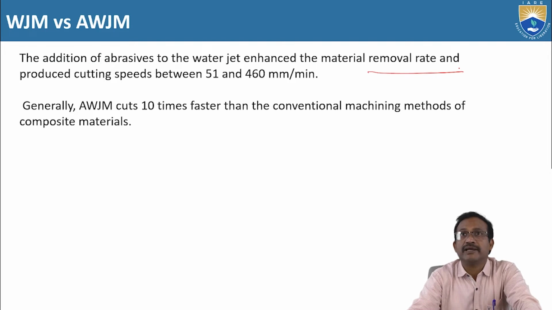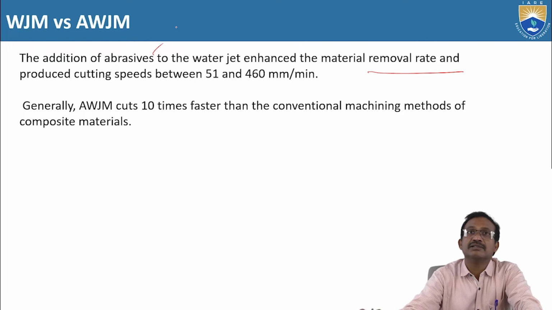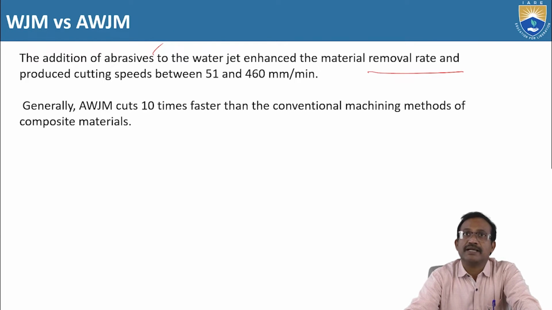Without abrasives, we cannot expect a high material removal rate. The addition of abrasives will definitely improve the material removal rate, and at the same time the cutting speeds are between 51 to 460 mm per minute. Why? Because of the high velocity of these abrasive particles, the overall cutting velocity is improved.